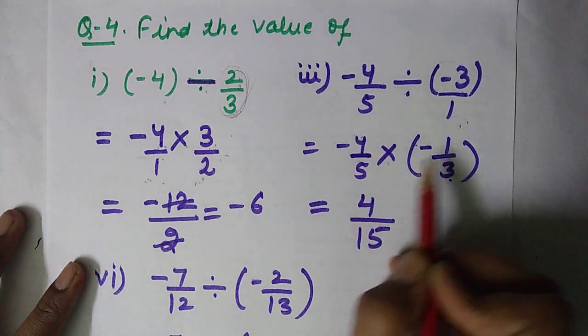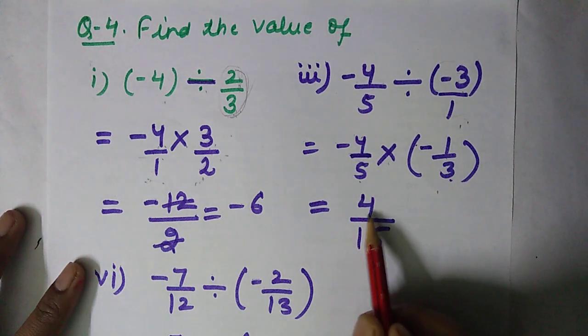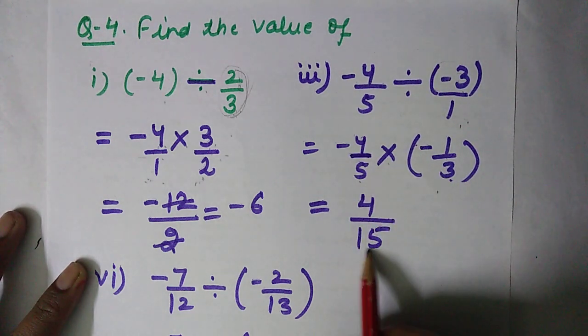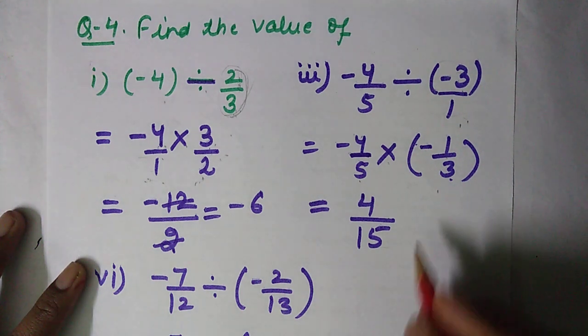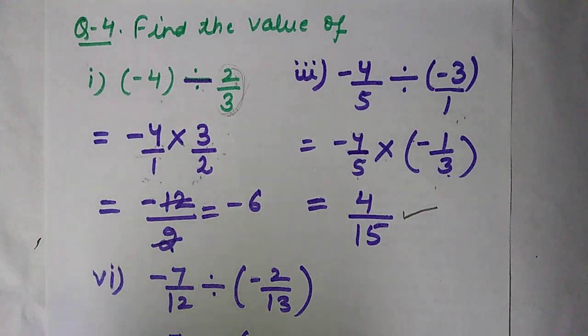Now multiply the numerator with the numerator, denominator with the denominator. You will get minus 4 into minus 1 is 4, and 5 into 3 is 15. Okay, so this is how you can divide the rational numbers. So this is the completion of the summary.